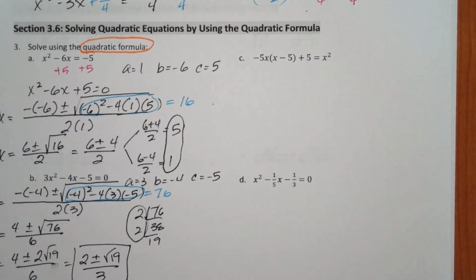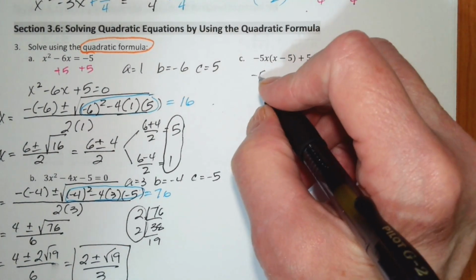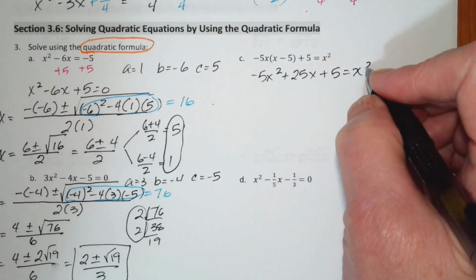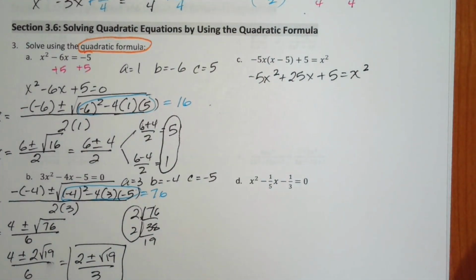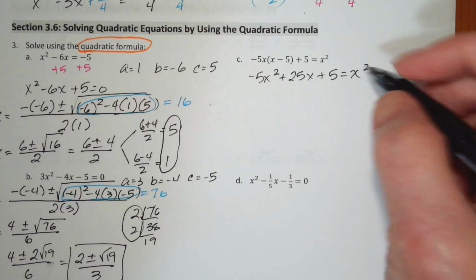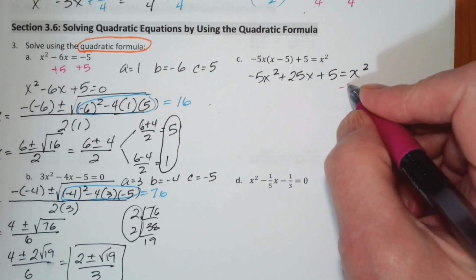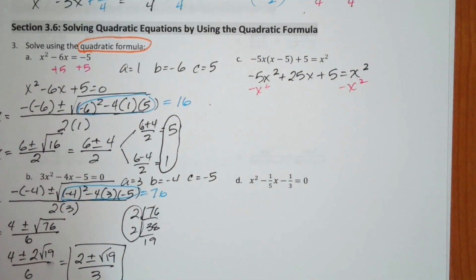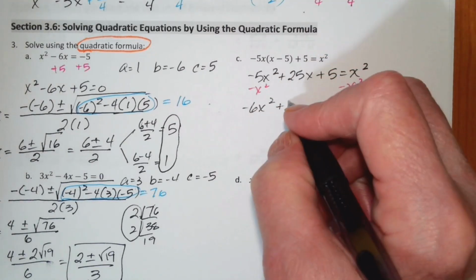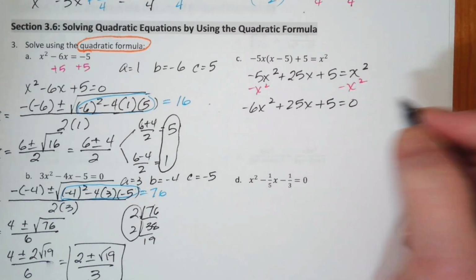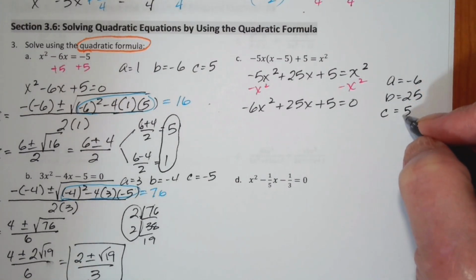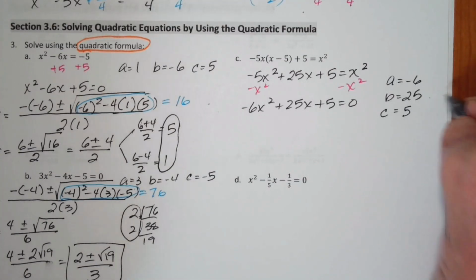Okay, on C, I'm going to have to distribute. So this becomes negative 5x squared plus 25x plus 5 is equal to x squared. Okay, I'm going to move everything. Well, actually, I think I'll just move this over here. So I will subtract x squared from both sides. With the quadratic formula, it doesn't make as much difference if the leading coefficient is positive or negative. So negative 6x squared plus 25x plus 5 is equal to 0. So A is negative 6, B is 25, C is 5.